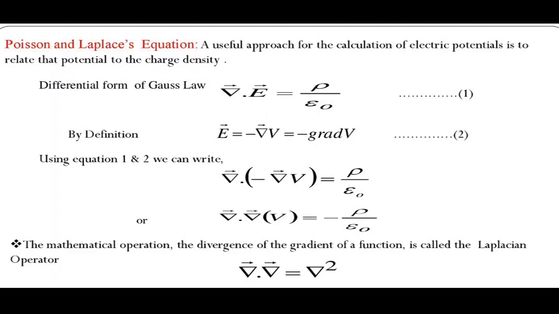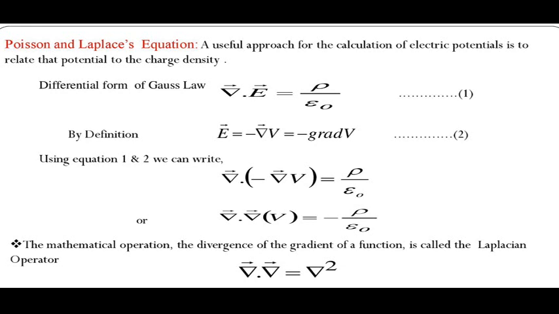Now let us come to Poisson and Laplace equation. Here we relate potential to the charge density. So let us first write the differential form of Gauss law, which is nothing but divergence of E equal to rho by epsilon naught. Here rho is the volume charge density and epsilon naught is the permittivity of free space or absolute permittivity. This is given in equation number 1. In equation 2, I have written that by definition the electric field is the negative gradient of the potential.